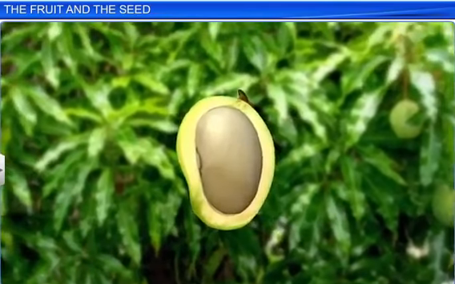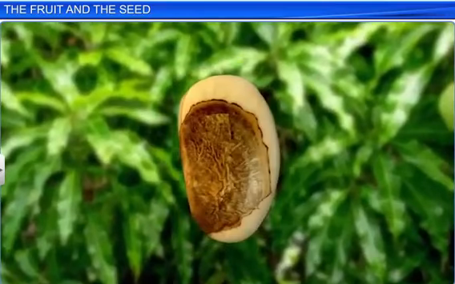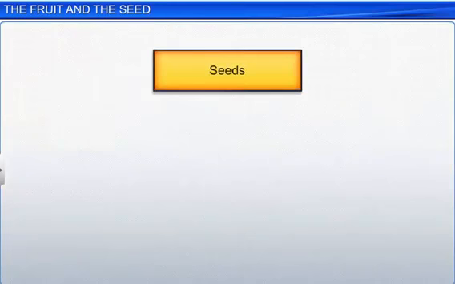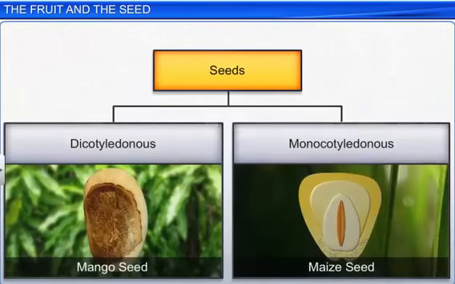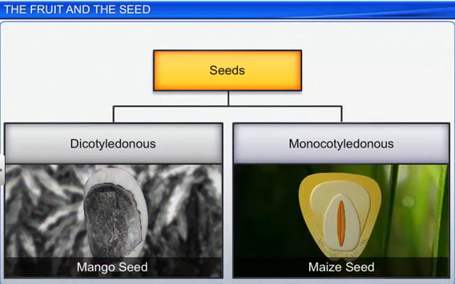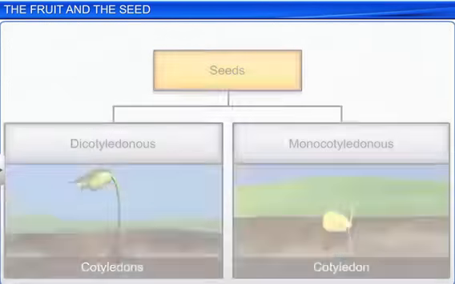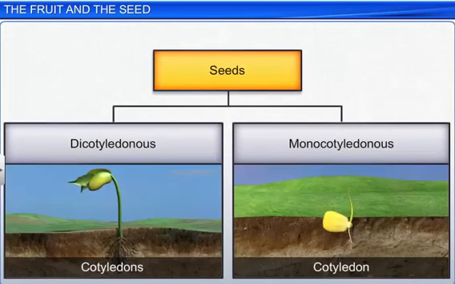Apart from the pericarp, the other part of a fruit is the seed. Based on the number of cotyledons, the seeds of flowering plants are classified as dicotyledonous and monocotyledonous. A seed with two cotyledons is called dicotyledonous, and with a single cotyledon is called monocotyledonous.